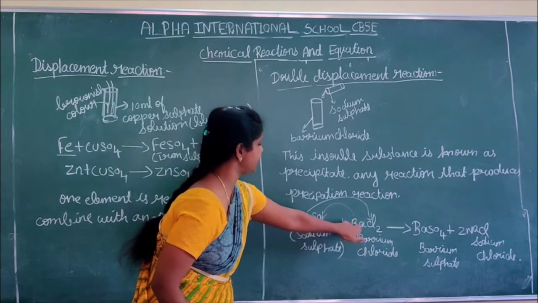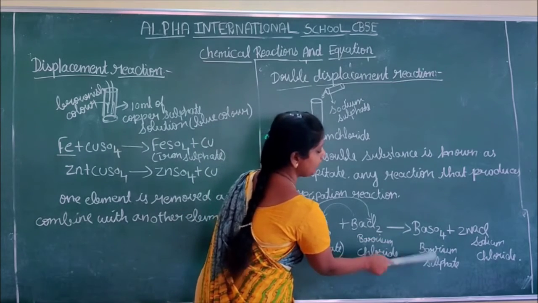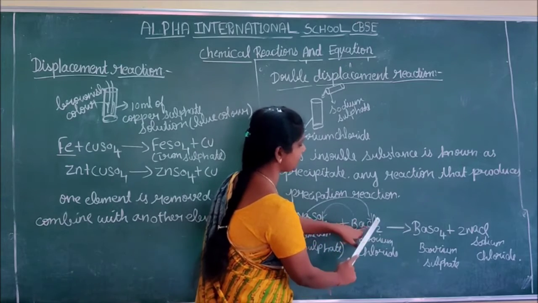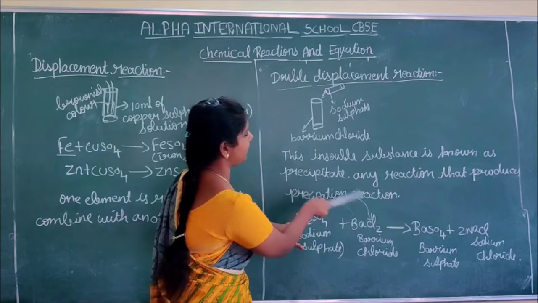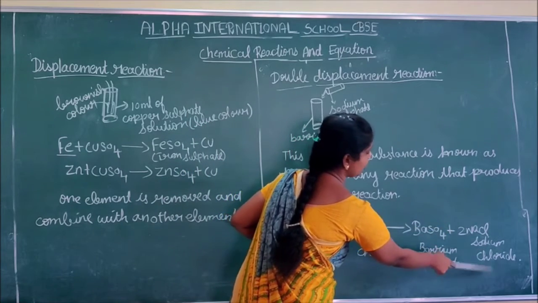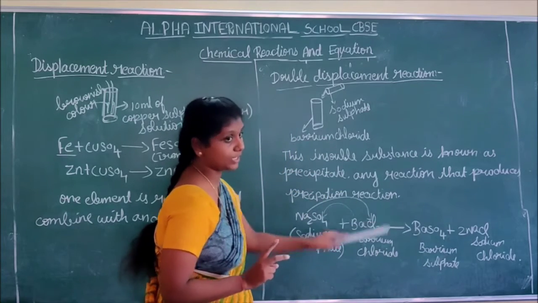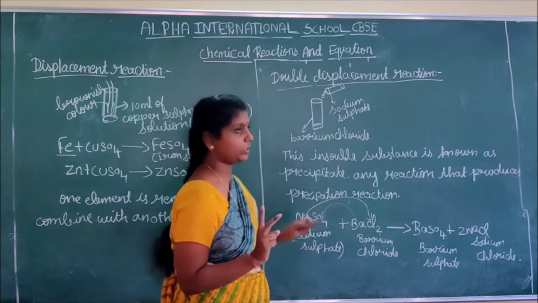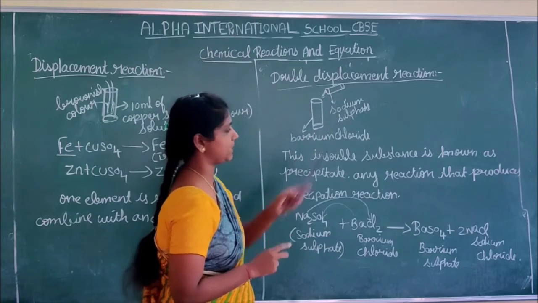This barium is combined with sulfate. See, barium is combined with sulfate and gives barium sulfate. One element is removed and displaced with another element. And see here, sodium is combined with chlorine and gives sodium chloride. In this equation, 2 times the elements are displaced. So we can call it a double displacement reaction. 2 times elements are displaced, so that reaction is called a double displacement reaction.